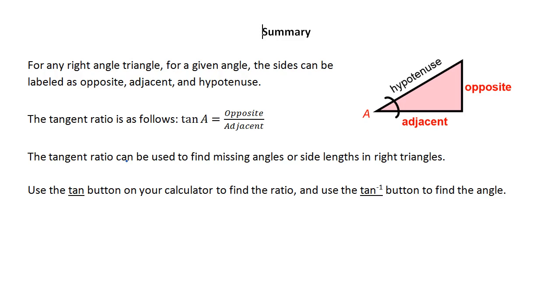So in summary, for any right-angled triangle, for a given angle, the sides can be labeled as opposite, adjacent, and hypotenuse. Our tangent ratio is equal to the opposite divided by the adjacent. We can use that ratio to either find an angle value or a side length in a right-angled triangle. Remember to set your calculator to degrees, and we use the tan button to find the ratio, that decimal number, and we use the tan negative 1 button to find the angle.